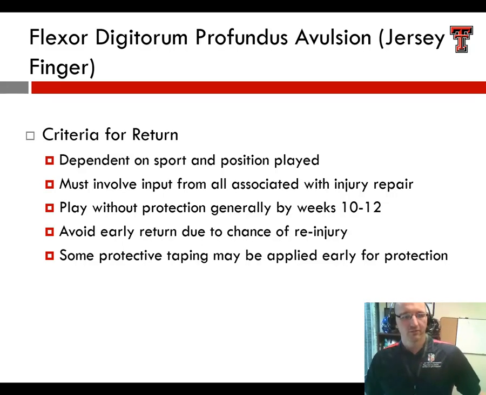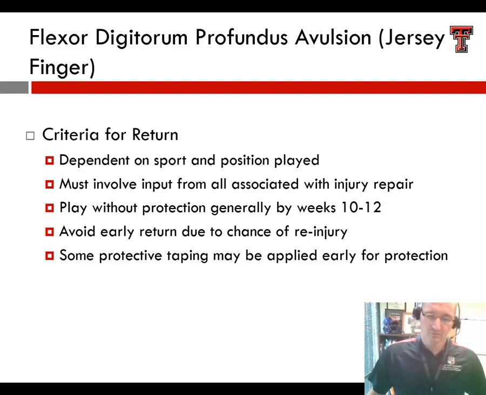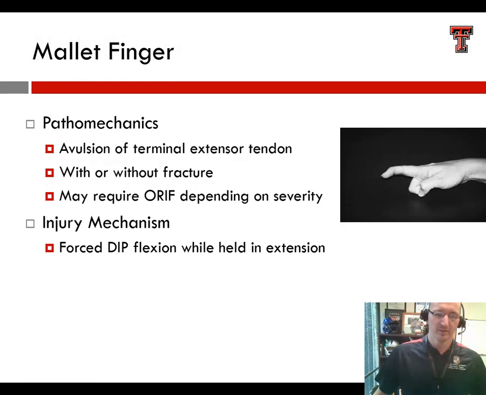Now, for our criteria for return here, it depends on the sport and the position played. We want to make sure we take into consideration the surgeon's input. They can generally play without protection, usually by 3 months post-op. Be careful here. Avoid that early return due to the chance of re-injury. Some protective taping may also be necessary for early protection as they're making their way back to full return.